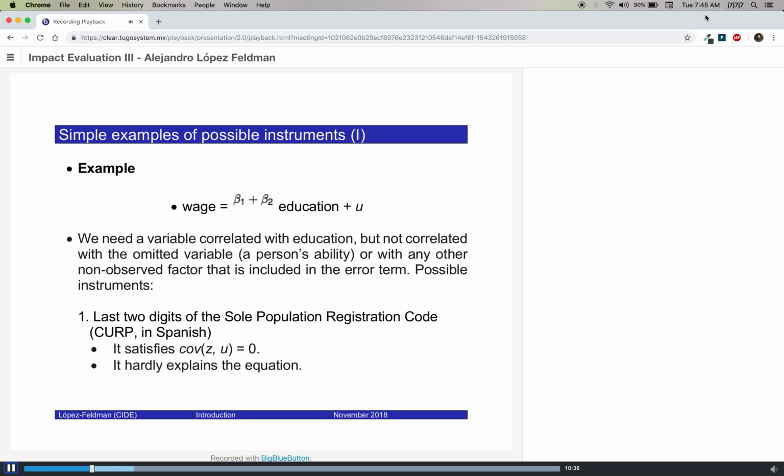And we're going to think about some examples. The first two examples are bad examples, for instance, of an instrumental variable that is not useful, but this is going to help us to understand an instrumental variable. So the first example, and I'm really sorry for the abbreviation here, is a sole population registration code. This is known as CURP in Mexico, or in Spanish. So this is a number that everyone has.